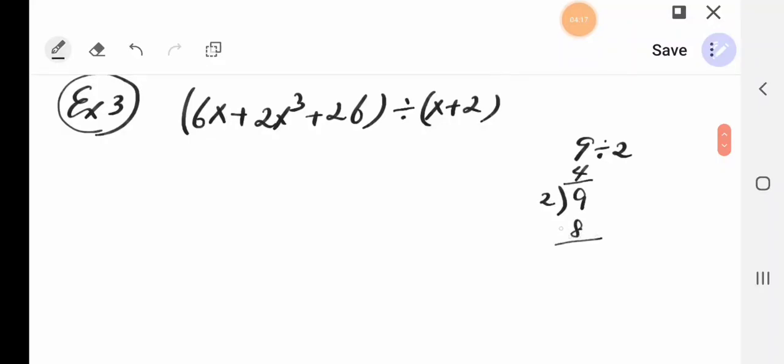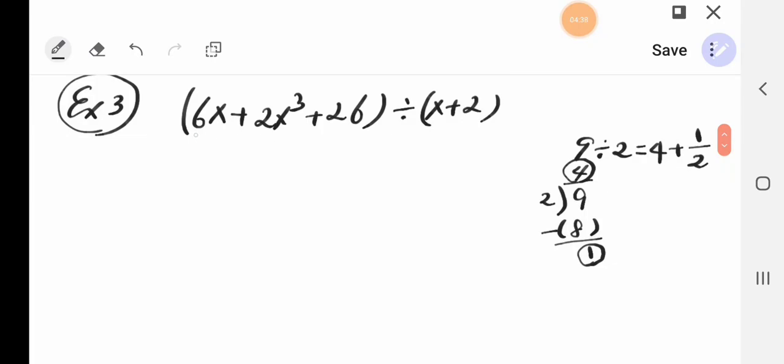And next, what we do is we subtract. So there will be 1. So 1 is the remainder, 4 is the quotient. So the result is the quotient plus the remainder divided by the divisor. This is how we write it. So we will use a similar method.